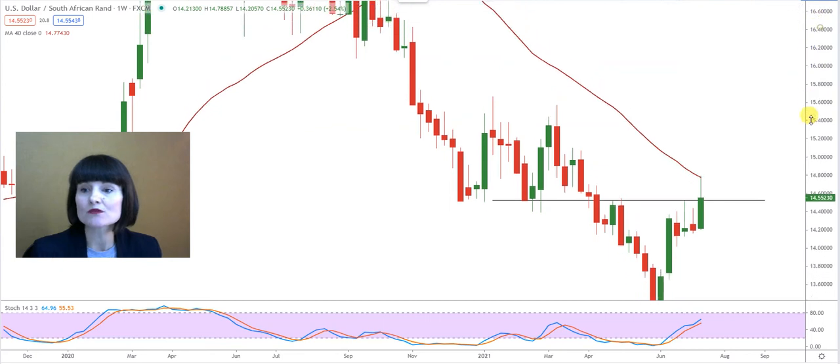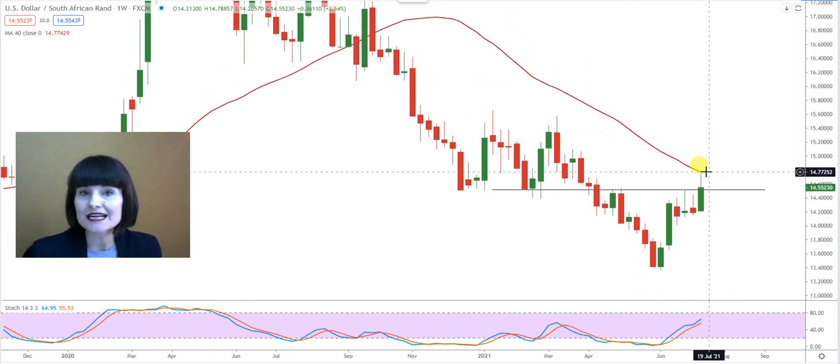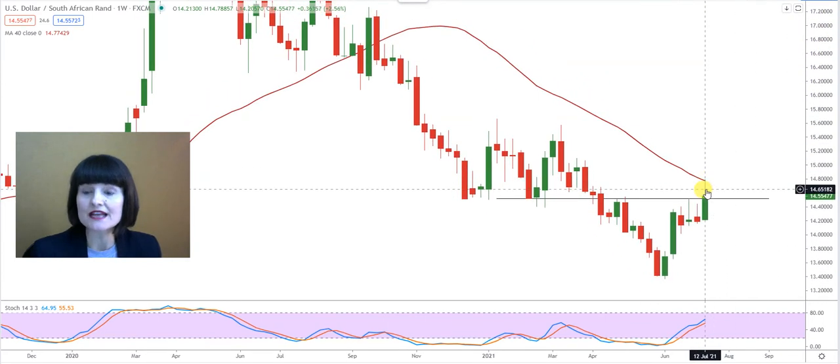Why do I say that? Because that means this can be a technical goodbye case, saying that we can possibly see more strength in the Rand because it could not change that 40-week moving average into a support. If the Rand manages to close above that 40-week moving average, waiting at 14.78, the long-term sentiment towards the Rand will change to a weaker Rand.